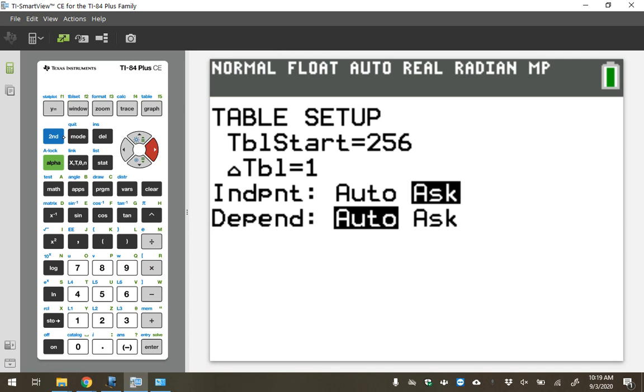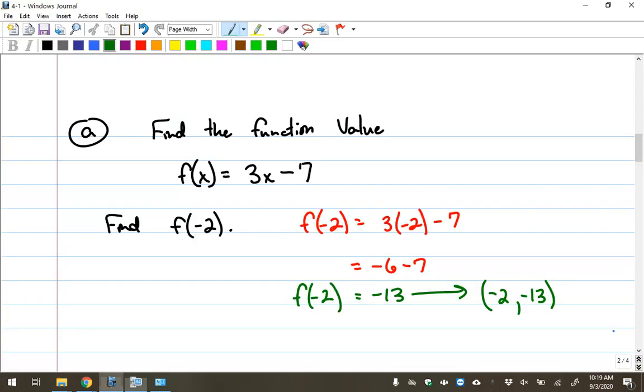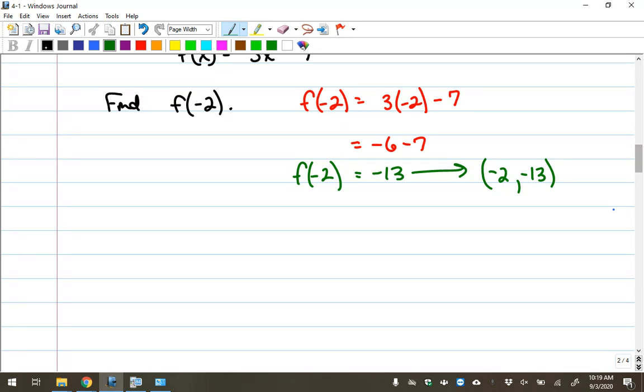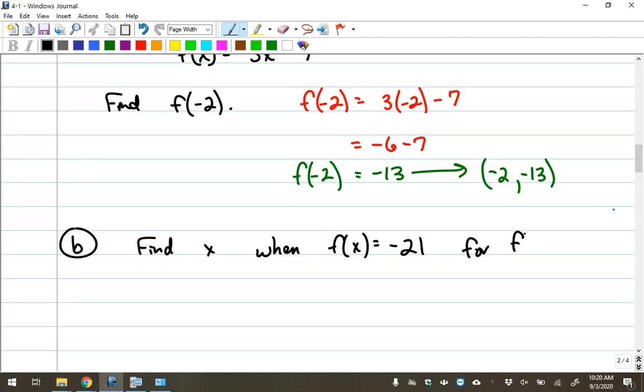All right. So function value when they give us an x value. Example B. Let's say it asks us to find x when f of x is equal to -21, where f of x equals 3x minus 7.